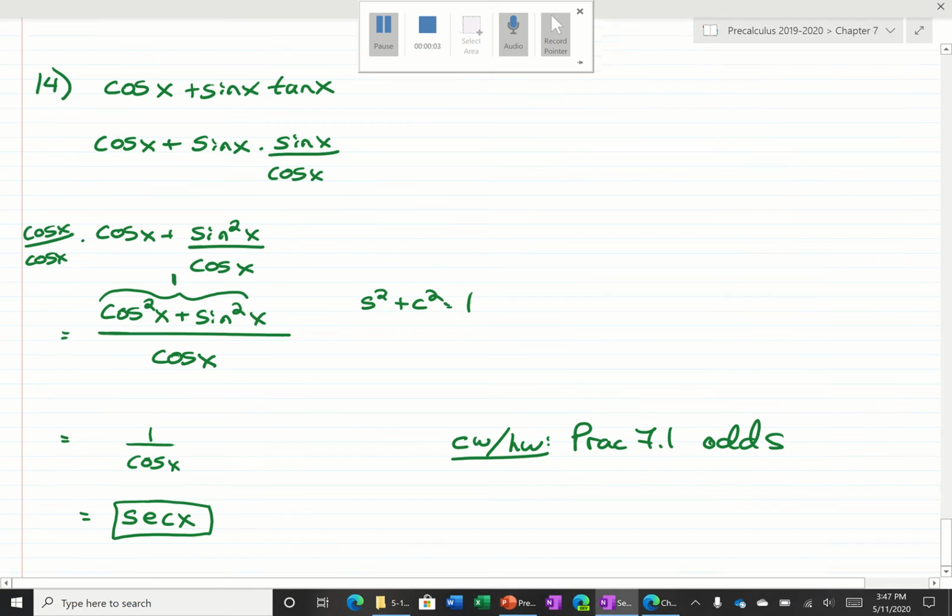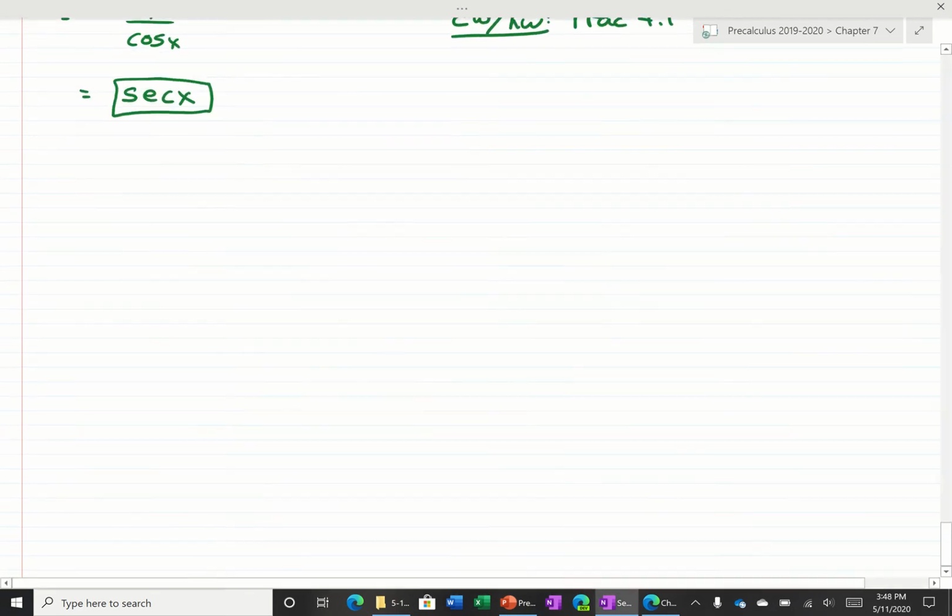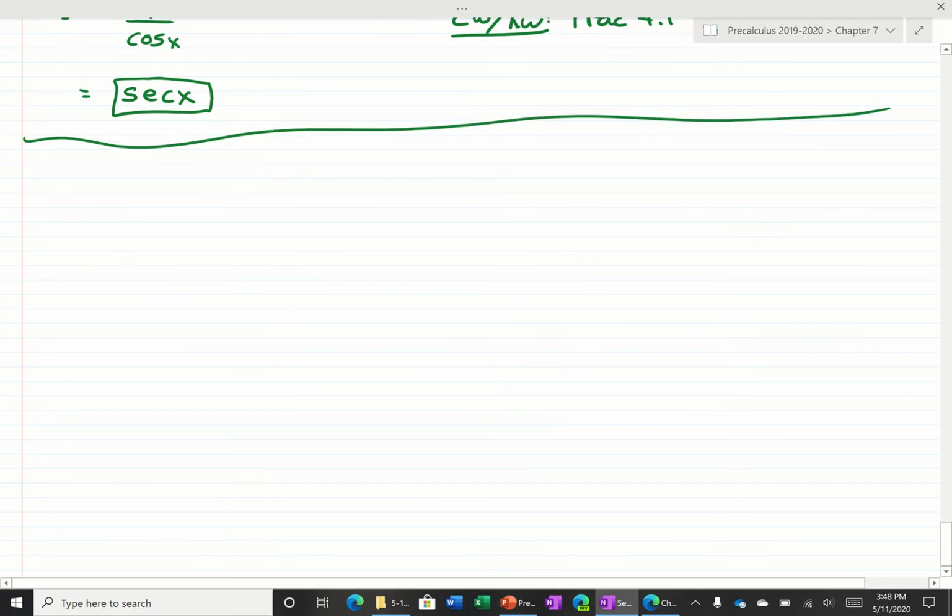Alright, so just as a final reinforcement, we'll finish up section 7.1. I had asked you to do the odds for homework or classwork, but for problem number 1, it says that if tangent of theta is 2, find the cotangent of theta. Well, that's a reciprocal, so 1/2 would be the answer.